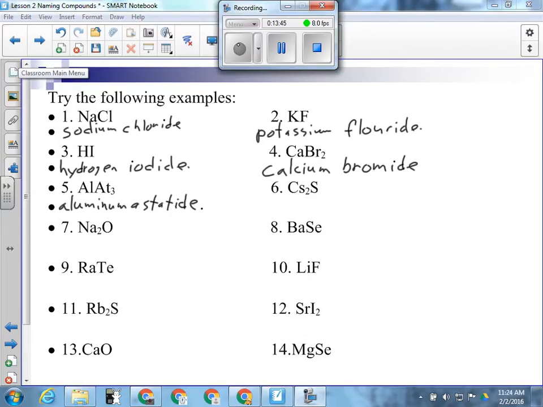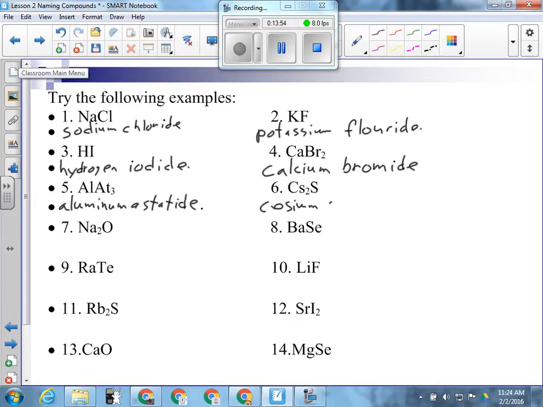All right, let's have a look at the rest of these here. For number 6, I've got cesium with sulfur. So I'm going to have cesium sulfide. You can spell that with an F or a PH. Doesn't matter to me which way you do it. For number 7, I've got sodium with oxygen. Again, it doesn't matter if there's a 2 there or not. I don't put prefixes in ionic compounds. So we've got sodium oxide.